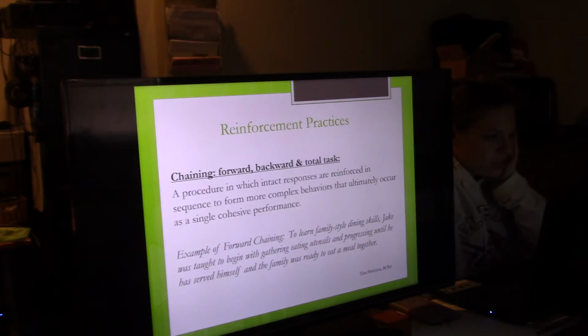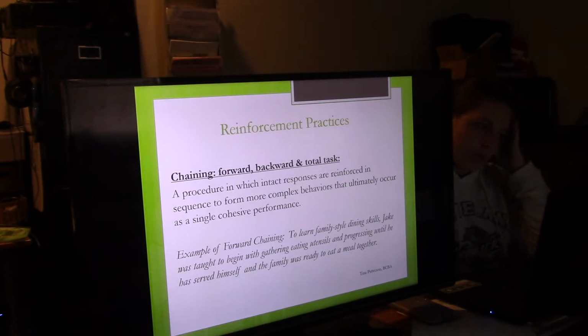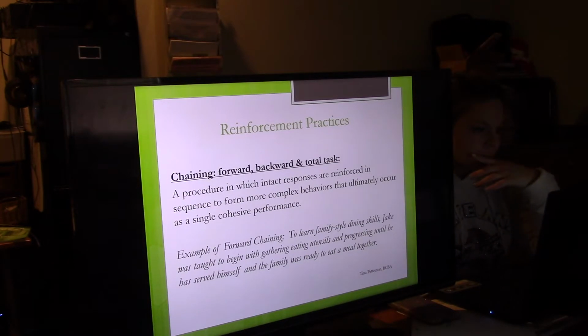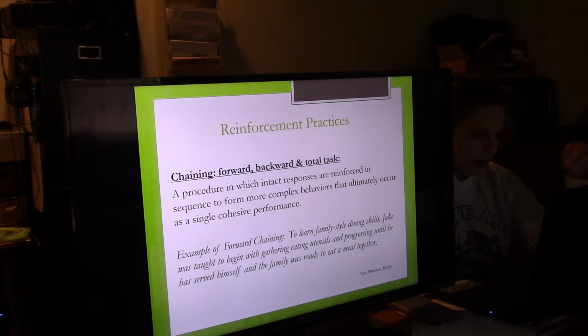So it's a procedure in which intact responses are reinforced in sequence to form more complex behaviors that ultimately occur as a single cohesive performance. An example of forward chaining to learn family-style dining skills: Jake was taught to begin with gathering eating utensils, and progressing until he has served himself and the family was ready to eat a meal together.